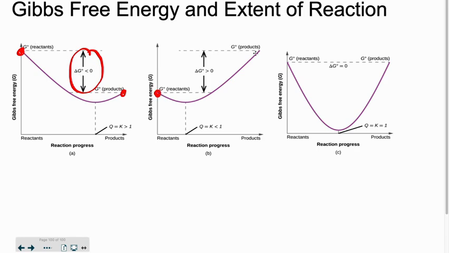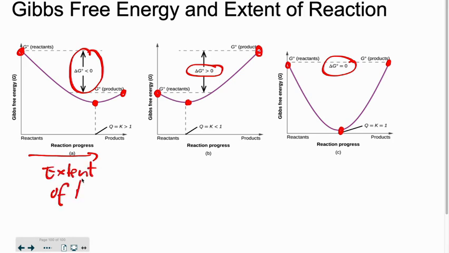And here, there's my reactants, there's my products. Products minus reactants here will give me a number that's bigger than 0. And here, my reactants and products basically have equal Gibbs free energy, and my delta G is equal to 0. The important thing to remember about this particular graph when you're doing equilibrium is to look at the bottom of this valley. Notice here it says reaction progress. This bottom here is actually the extent of reaction, or position of equilibrium.